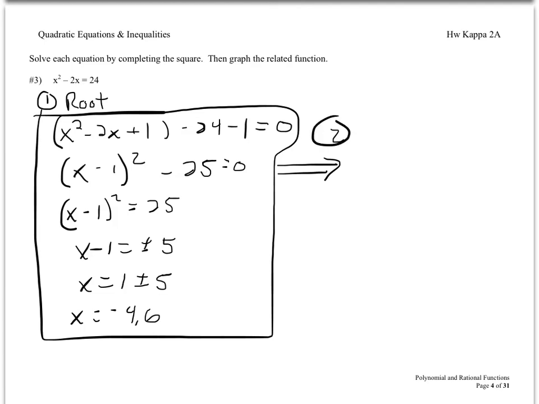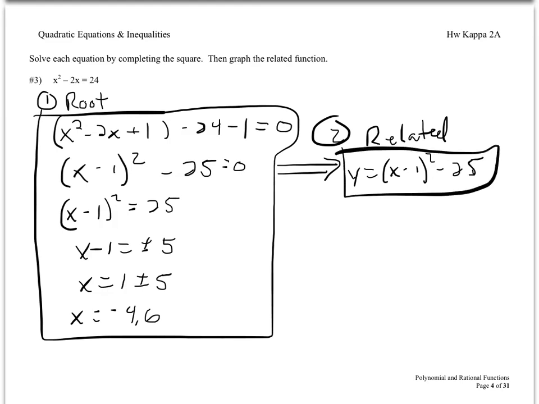Second thing we need to do is identify the related function. The related function replaces 0 with a y or an f of x, either one. We get y equals the difference of x and 1 squared minus 25, which makes the vertex for this graph, hopefully you can tell, 1, negative 25. We know it's a minimum because the lead coefficient is positive. Find the y-intercept of this.